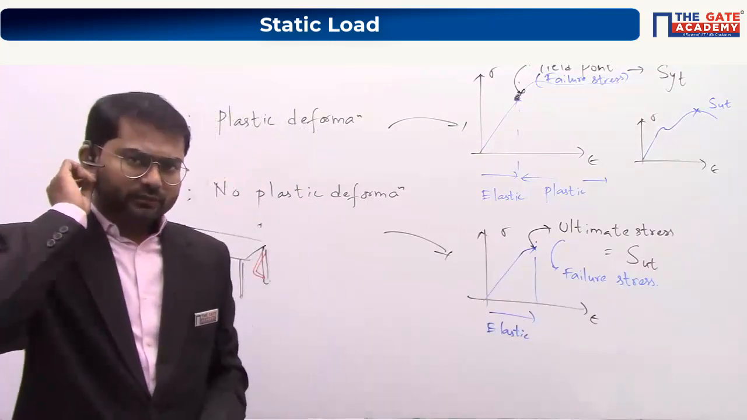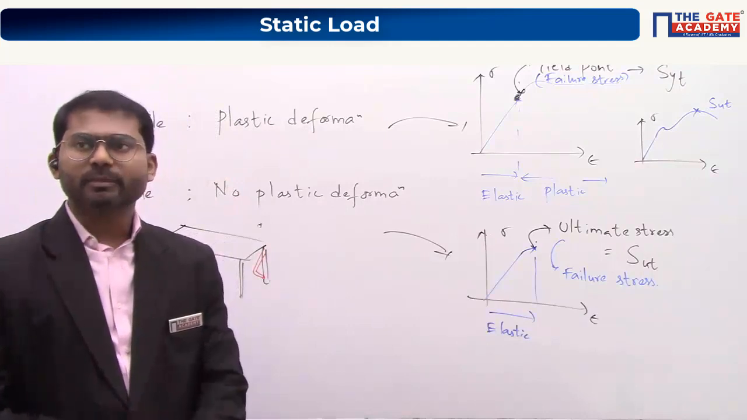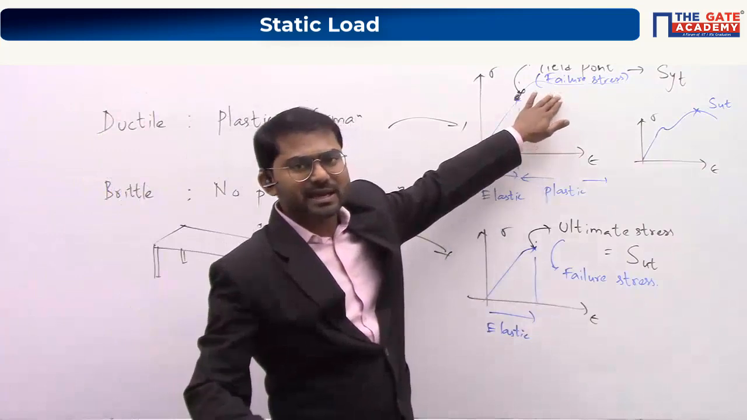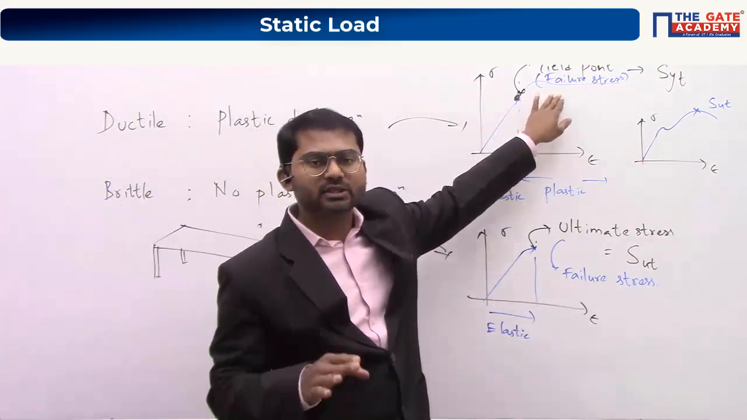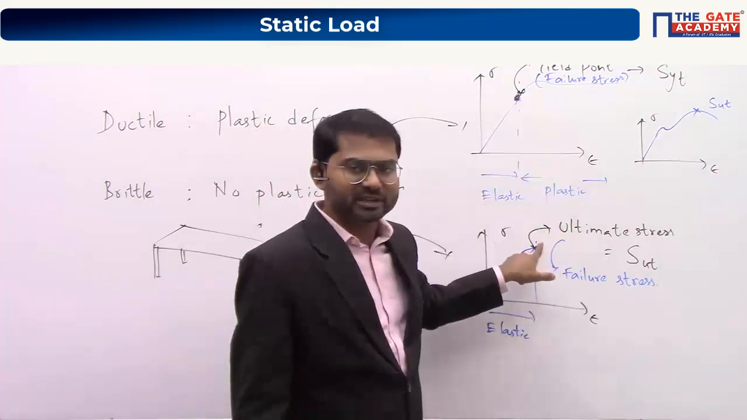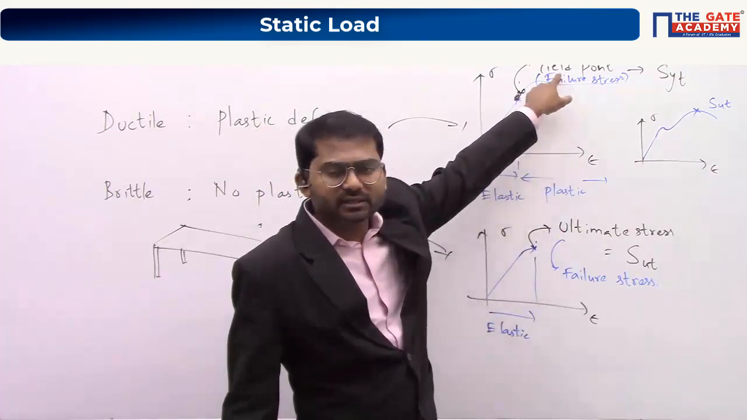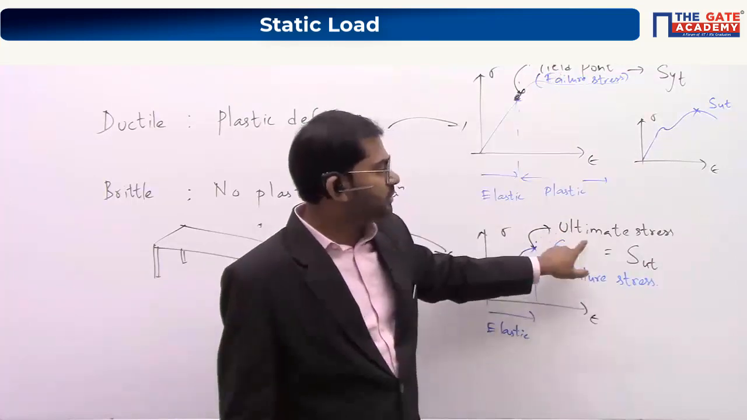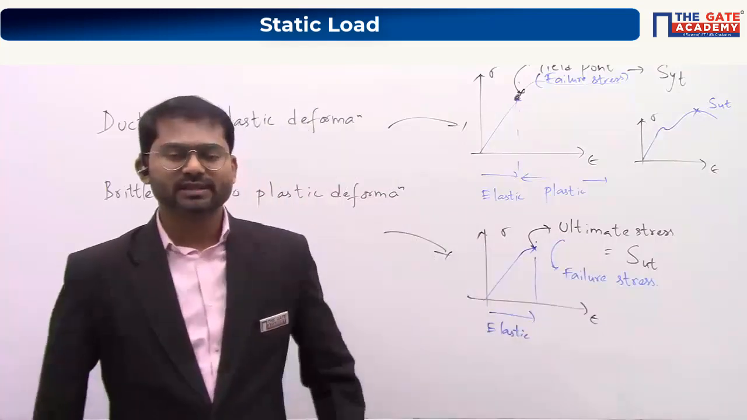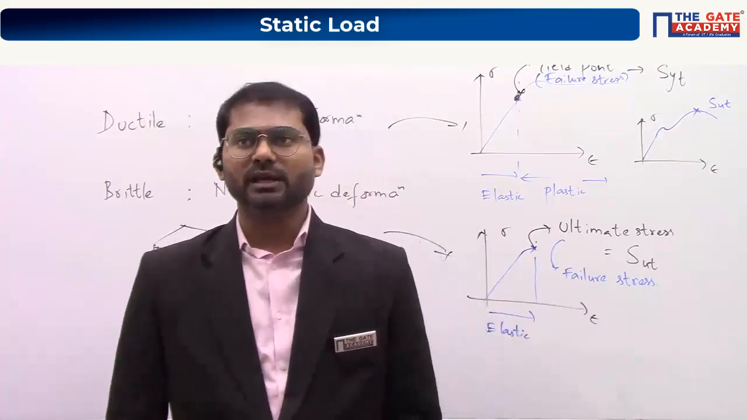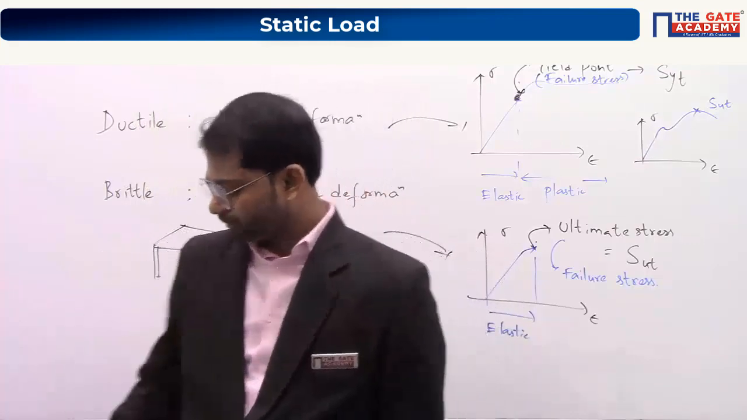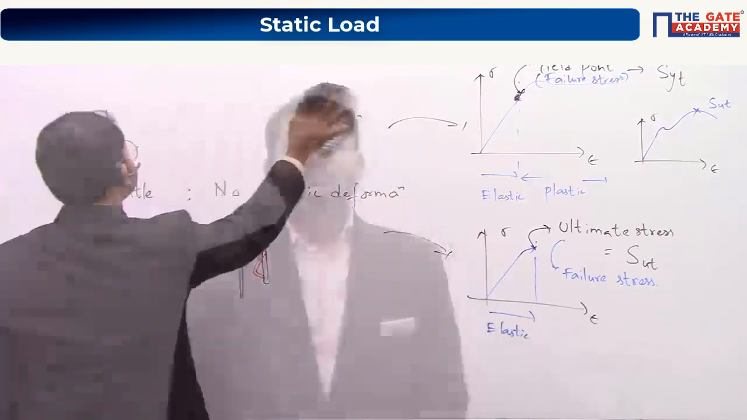The next thing we should understand is strength of a material. Strength of a material means this failure stress. So stress at failure we call the strength of a material. Failure means yielding in ductile materials and fracture in brittle materials. So yield point is the strength of the material for a ductile material, and ultimate stress is the strength of the material for a brittle material. Understood? So write down the definition: strength of material means failure stress of the material.